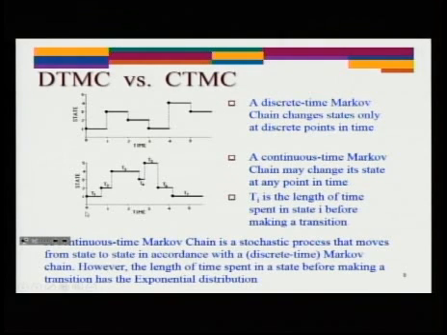So here t sub i is the length of time that we spend in a state before the transition occurs, and this t sub i always follows the exponential distribution. That's our assumption. So we may say that the continuous time Markov chain is a stochastic process that moves from state to state in accordance with a Markov chain, but the length of time spent in a state before making a transition into another state has the exponential distribution.